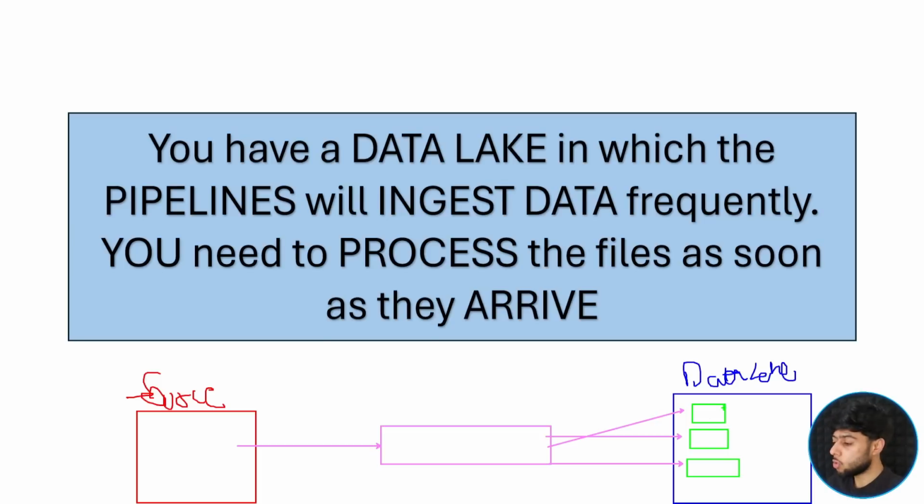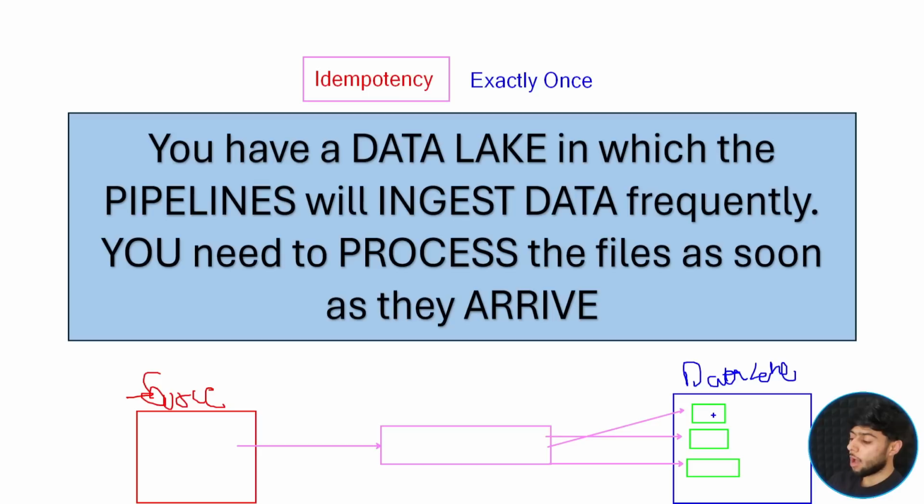So you need to follow the concept called idempotency, which is also popular under another name, exactly once. So what does it mean? It means if you have already read this file, you should not read this file again. You will only include the new file in your next data processing. That's it. Then you will not include this one as well. So this is called idempotency, exactly once.